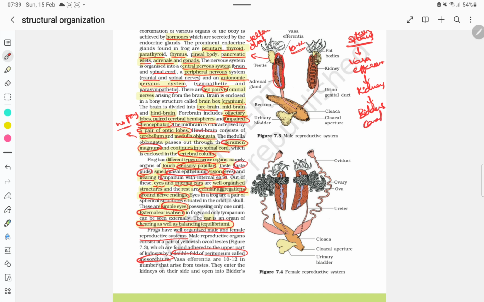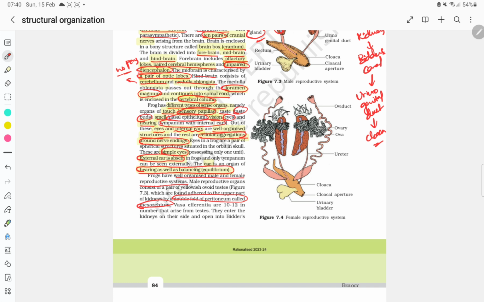Most of the times we feel this blue colored canal is Bidder's canal, but it is the adrenal gland. Remember, very important. Bidder's canal opens into the urinogenital duct, and this urinogenital duct opens into the cloaca. So the pathway is like this.